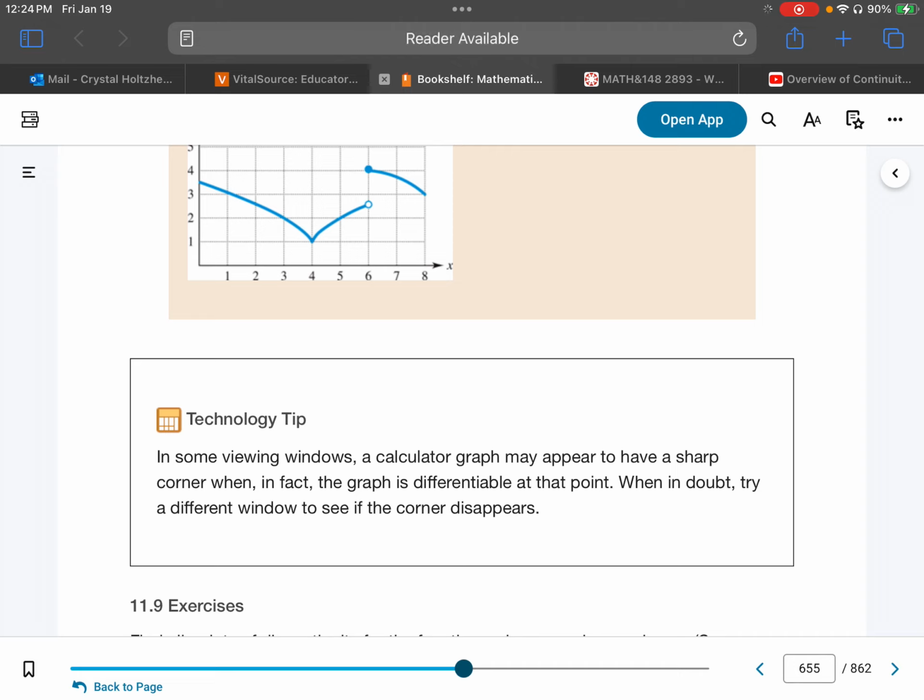So there's actually this box in your book, this technology tip, that says in some viewing windows, so depending on how you've set up your X and Y axes on your technology, a calculator graph may appear to have a sharp corner when in fact the graph is actually differentiable at that point. And then it says, when in doubt, try a different window to see if the corner disappears.